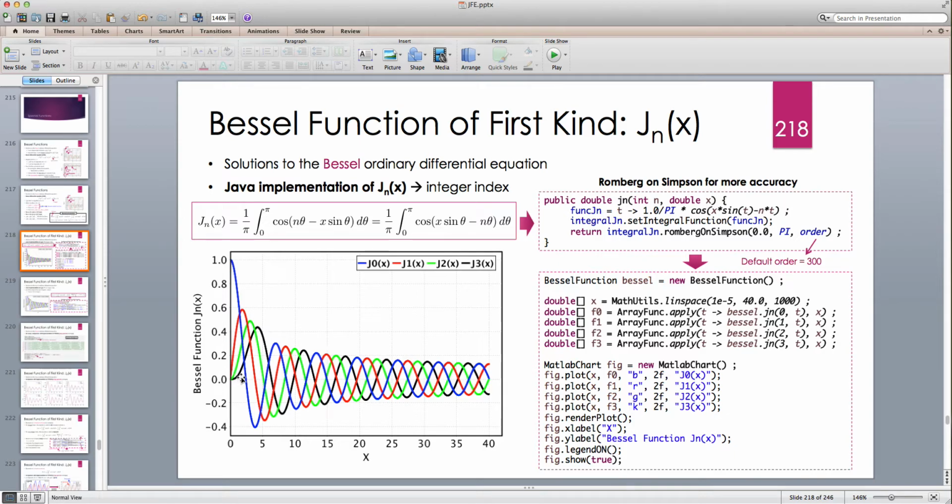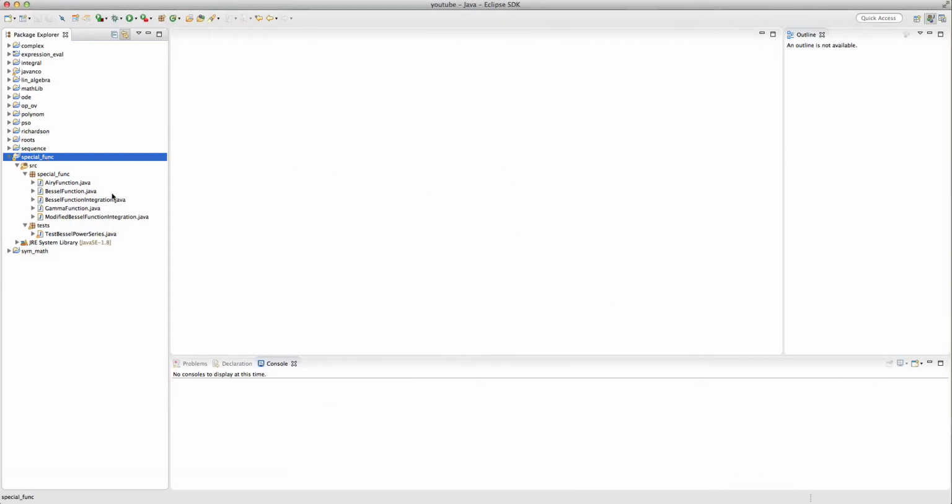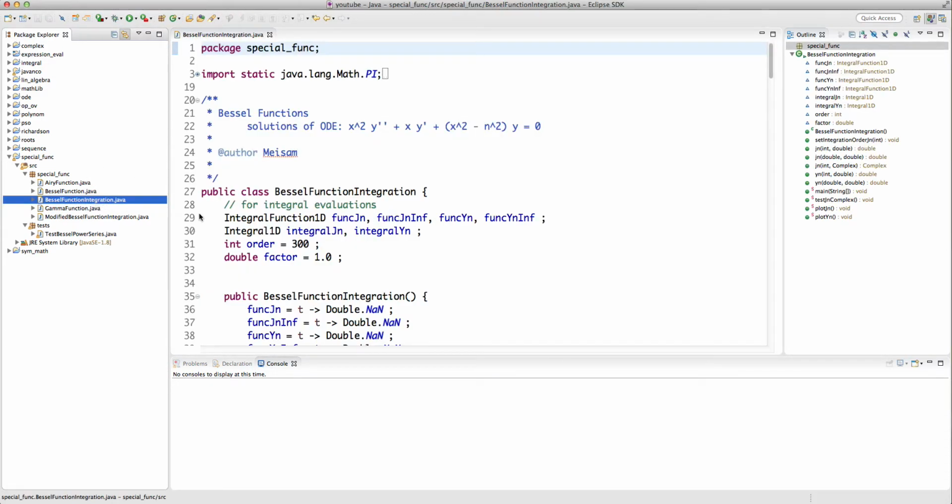Other J functions, J1, J2, J3, etc. must be 0, right? And let's try to go to Eclipse and look at, first plot them, and then try to look at the convergence, all right? So in the Eclipse, I have created a new project, special func, and I have this Bessel function integration. The reason I have a Bessel function and a Bessel function integration is that, as I mentioned, the actual implementation of Bessel function evaluation is typically with power series, not with the integration. That's why I created a separate class for integration.